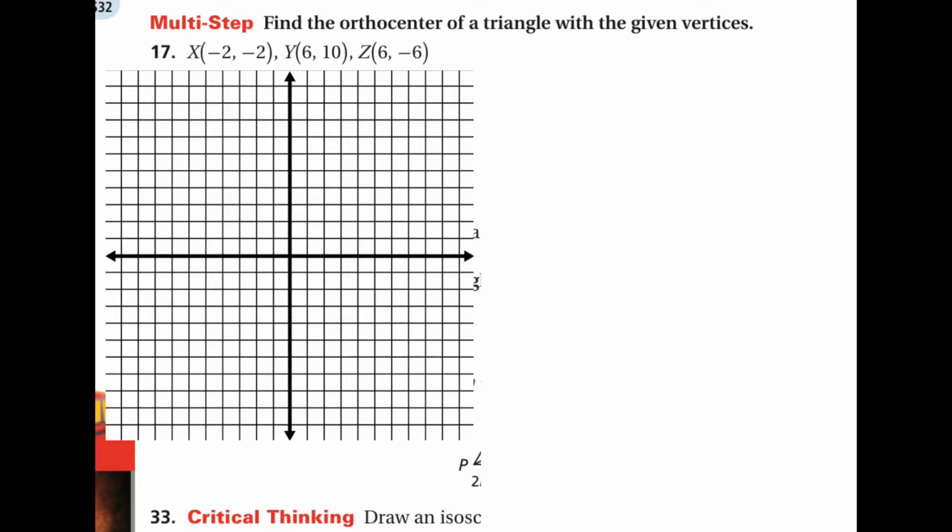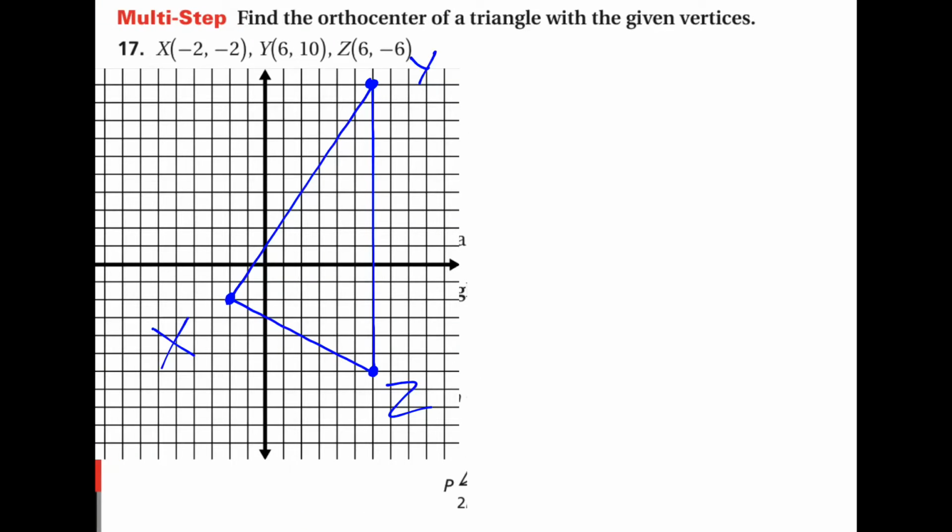For 17, the orthocenter of a triangle is where all three altitudes meet. So let's plot it and figure out the altitudes separately. So here's the graph of triangle XYZ. And remember, for altitude, you start from each vertex and you have to connect to the opposite side in such a way to form a 90-degree angle.